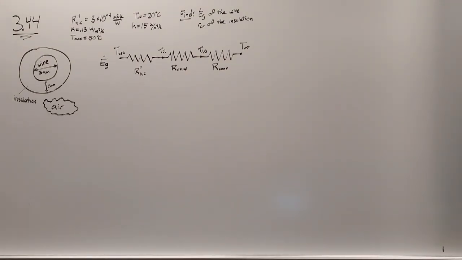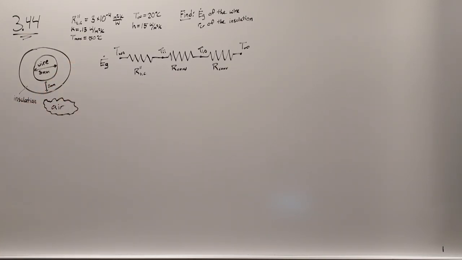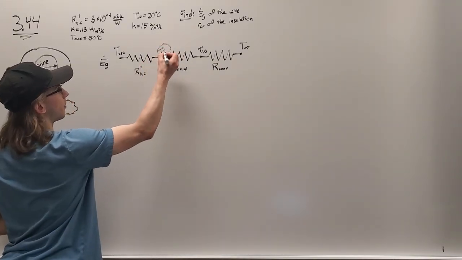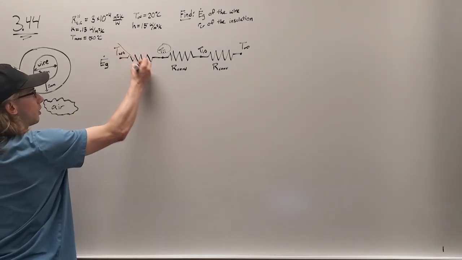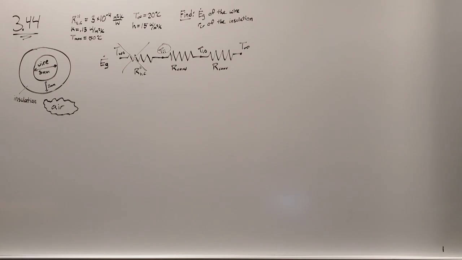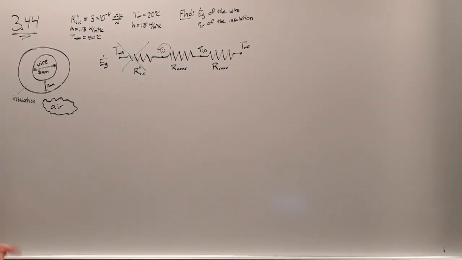However, we are looking at the max temperature of the insulation, not of the wire. So the max temperature of the insulation would occur at that interface, but that means we're really looking at this temperature, not this one, which means we can just ignore that resistance. And so we actually only have to look at these two, which simplifies the problem a little bit for us.